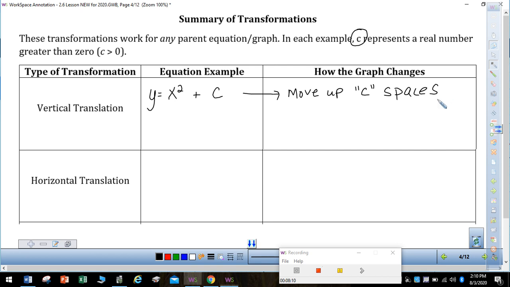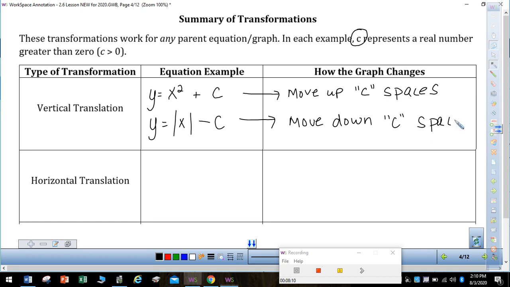And I just chose x squared for the parent graph, but it could have been absolute value of x. It could have been square root of x. So that could be any of them. An example for moving it down, let's do an example with absolute value, would be subtracting a number from the end. That's going to cause it to move down C number of spaces.